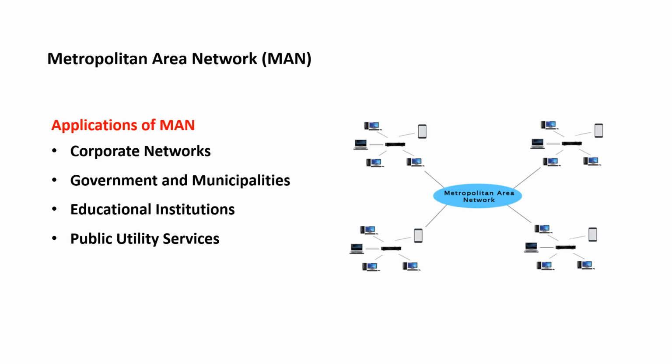In this section, let us see some of the applications of Metropolitan Area Networks. MANs connect branches or offices of a company across a city for data sharing and communication. MANs are used in government and municipalities, by local governments for interdepartmental connectivity and service integration. Universities and colleges with multiple campuses can use MANs to connect their locations efficiently. Utilities like electricity, water, and public transportation systems use MANs for monitoring and managing citywide services.